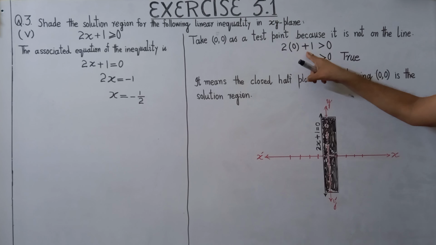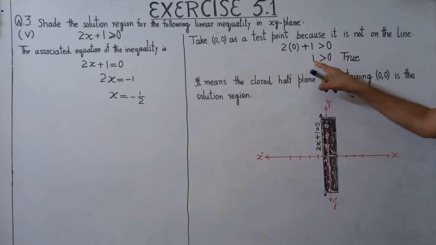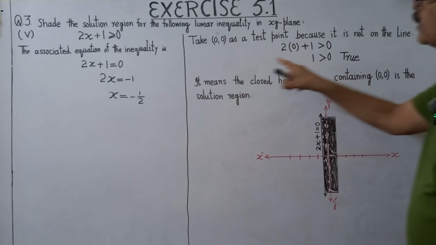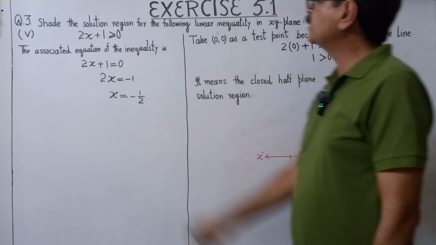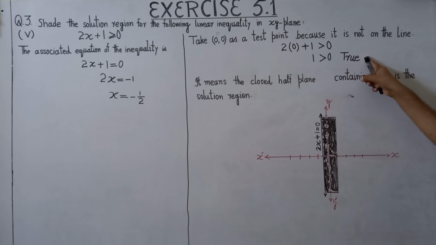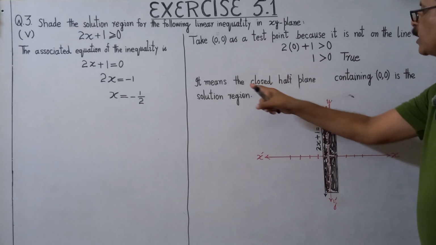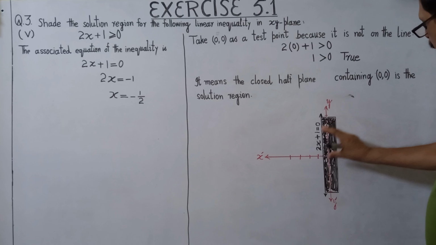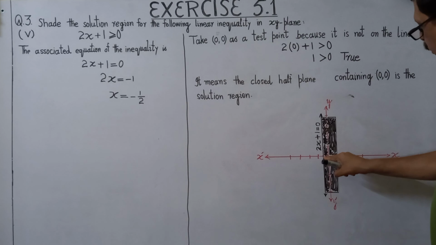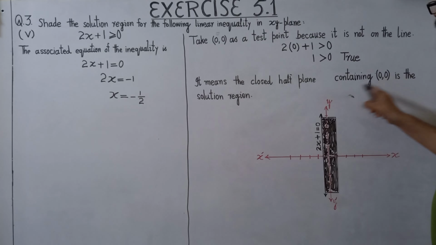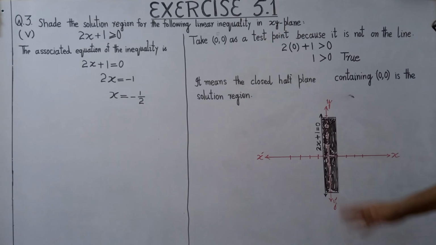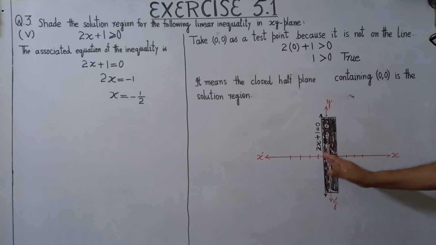Two zeros are 0, plus 1 is greater than 0. You see, 1 is greater than 0. 1 is not equal to 0. That is why we have omitted the is equal to. This is true. If it is true, it means the closed half plane containing 0, 0 is the solution region. So it will be towards 0, 0 because it contains 0, 0.